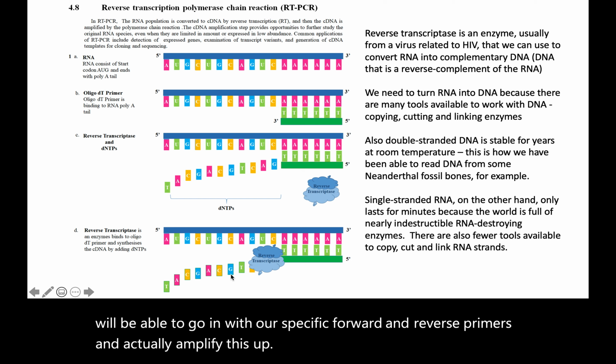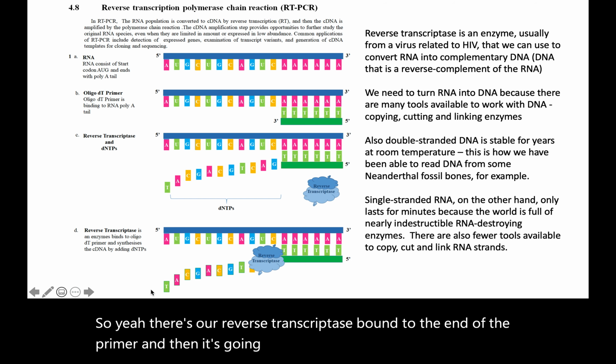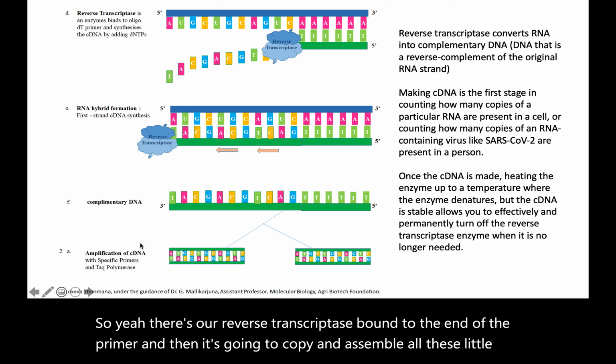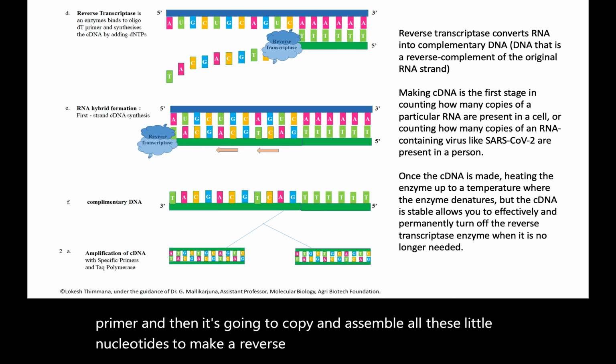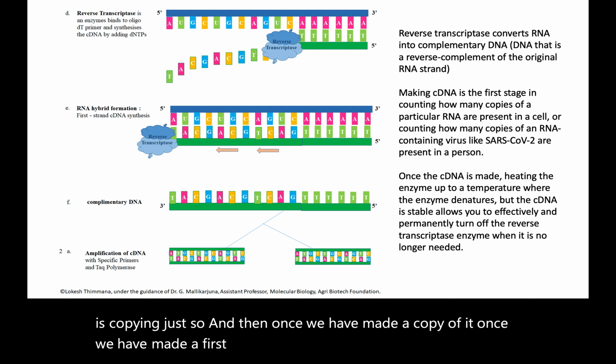So, there's our reverse transcriptase bound to the end of the primer, and then it's going to copy and assemble all these little nucleotides to make a reverse complement of the strand that it is copying, just like so. And then once we have made a copy of it, once we have made a first strand, we can then heat up the mixture a little bit.